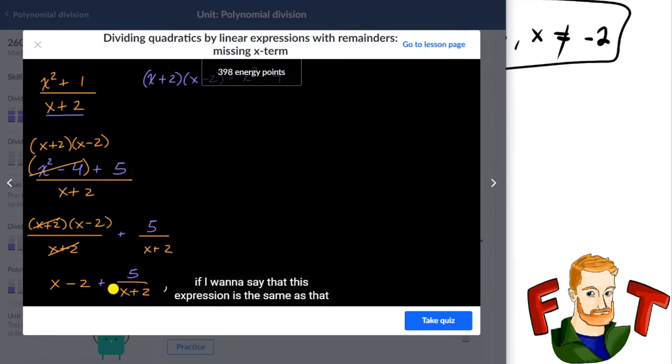and I'll put that little constraint if I want to say that this expression is the same as that first expression, for x not equaling negative 2. And so here, we say, hey, x squared plus 1 divided by x plus 2 is x minus 2, and then we have a remainder of 5.